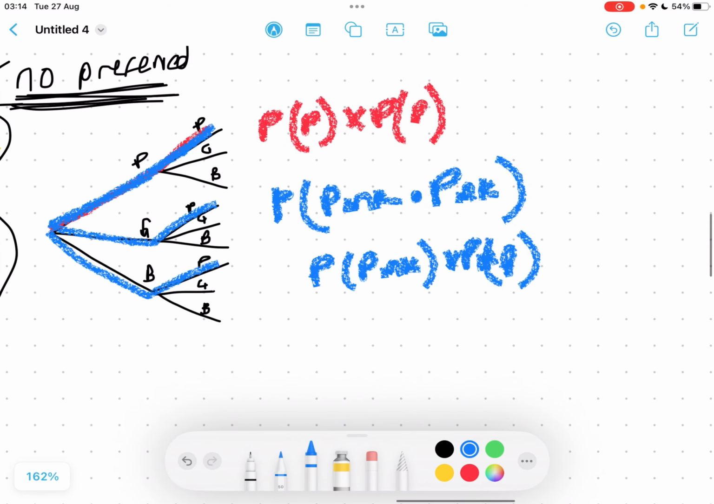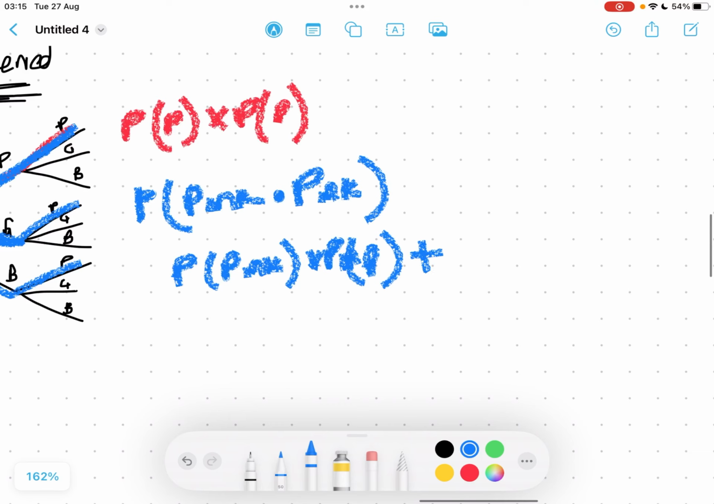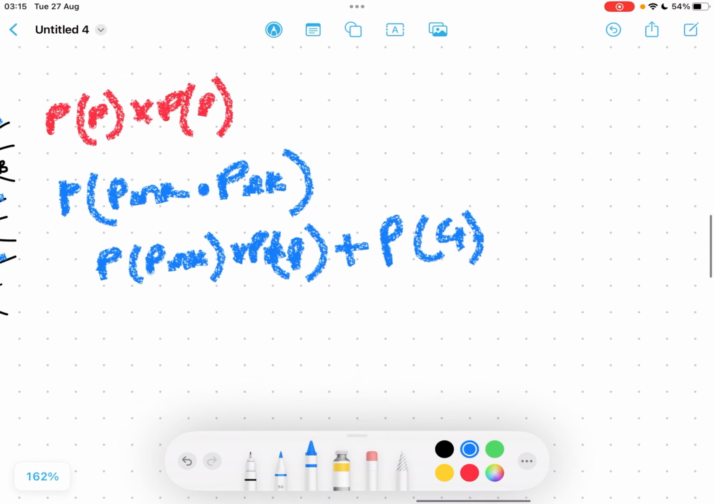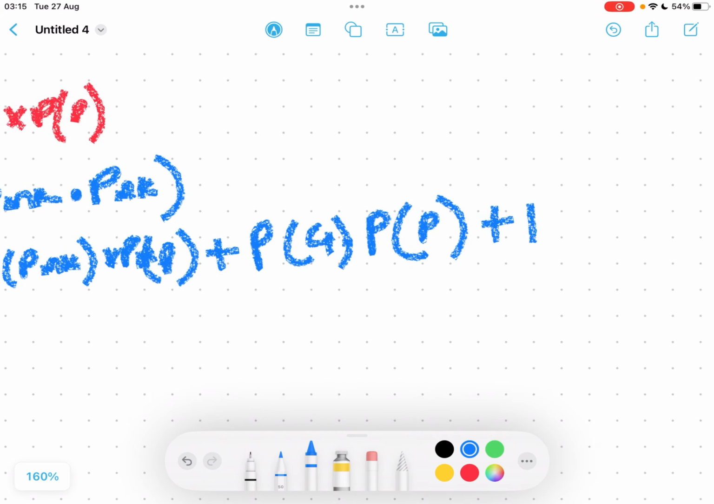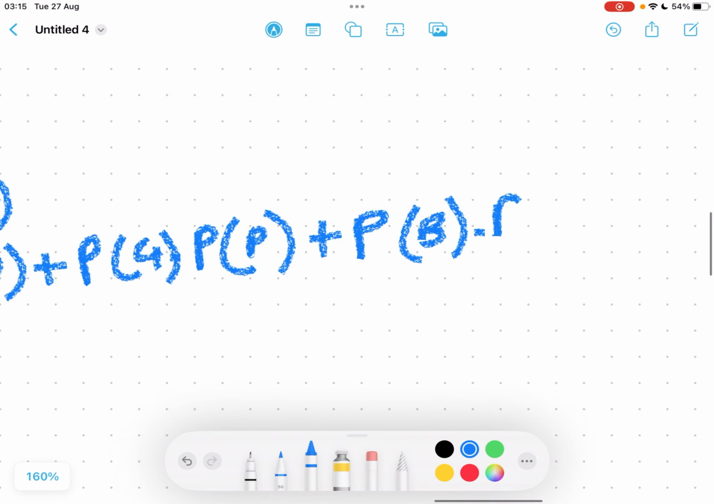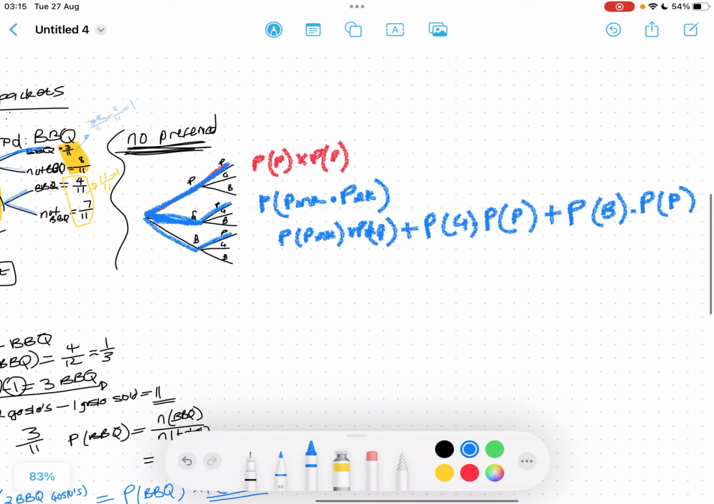And then for this second tree branch, to show that I'm moving towards the second branch, I'm going to add a plus sign. Plus the probability of pulling out green times pulling out pink, plus the probability of pulling out brown times pulling out pink. Right, so I've accounted for this branch here.